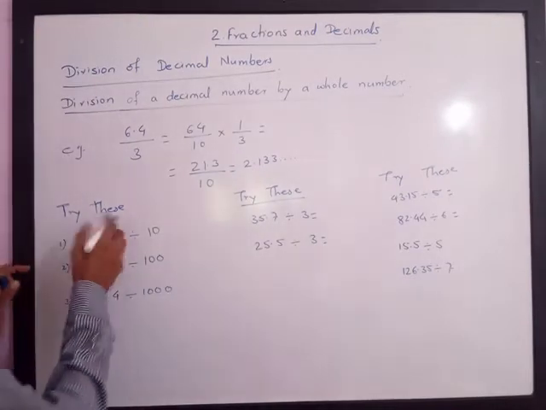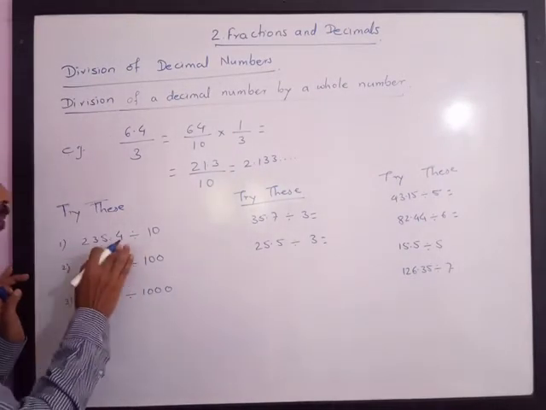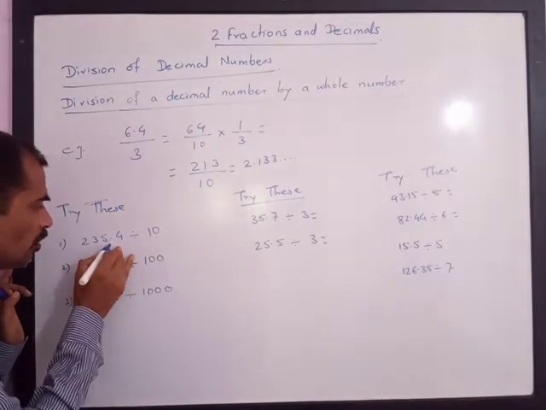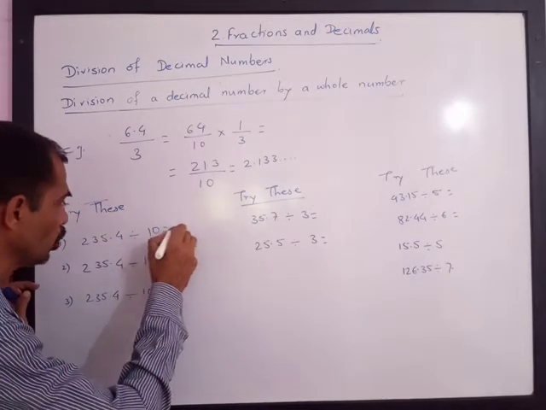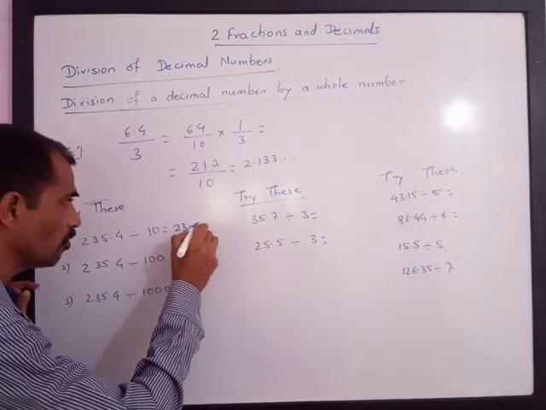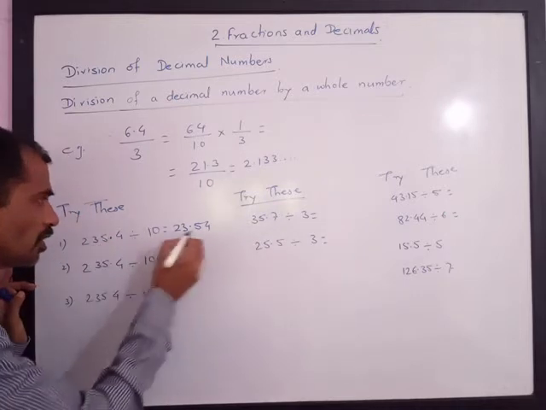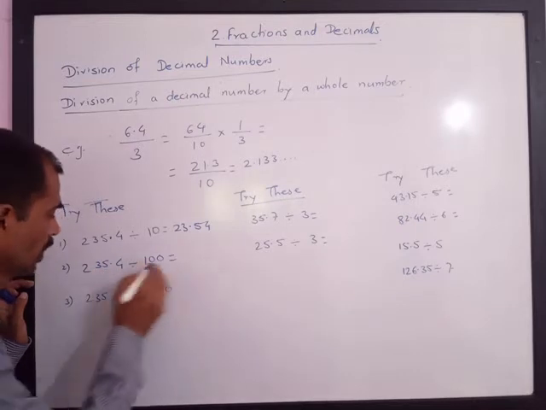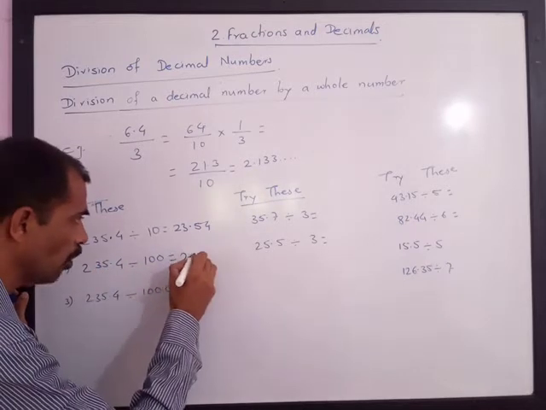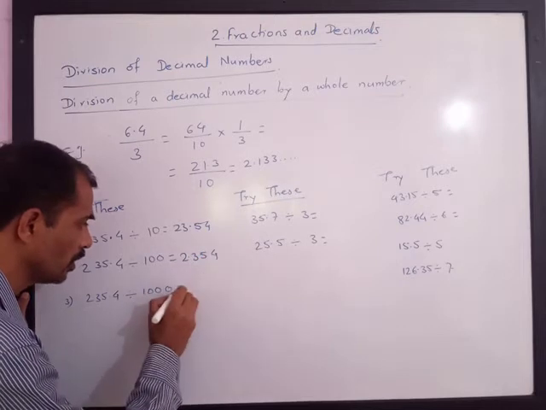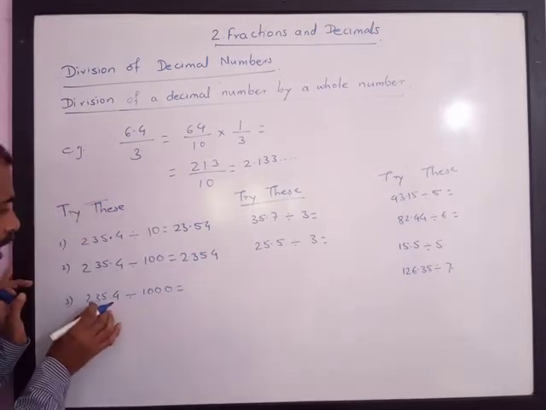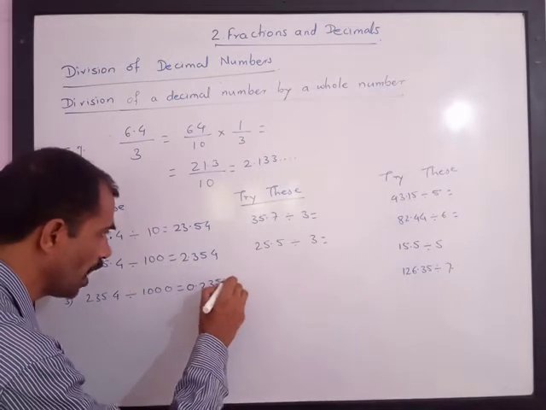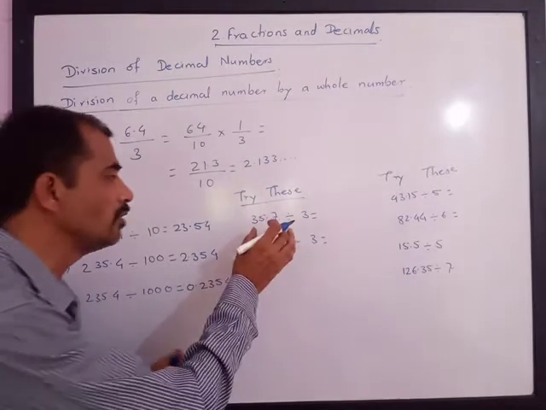Next, let us try these problems. 235.4 divided by 10. Here it is 10, so the decimal point will shift one place to the left side. So answer is 23.54. Please note, the decimal point has shifted one place to the left side. Here two zeros are there, so the decimal point will shift two places. Answer will be 2.354. Here three zeros are there, it means the decimal point will shift three places, so answer will be 0.2354.